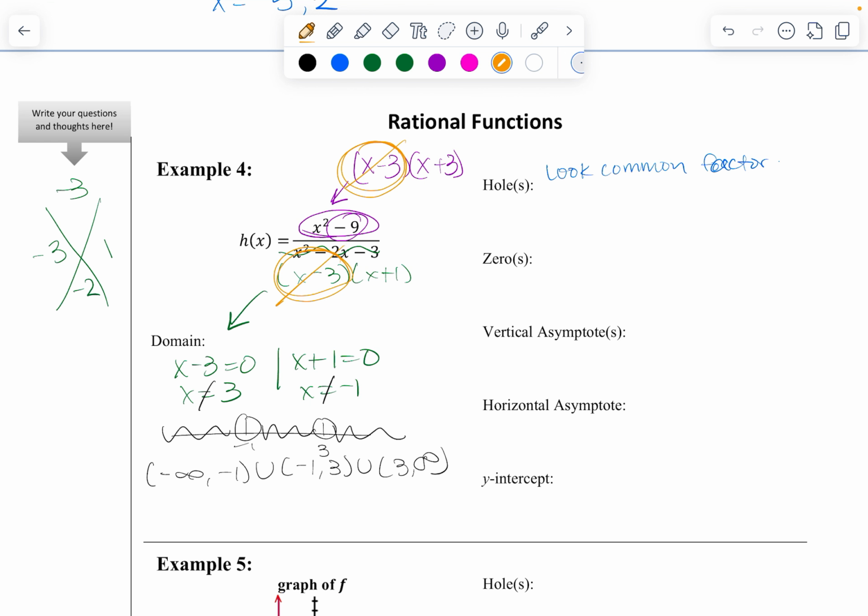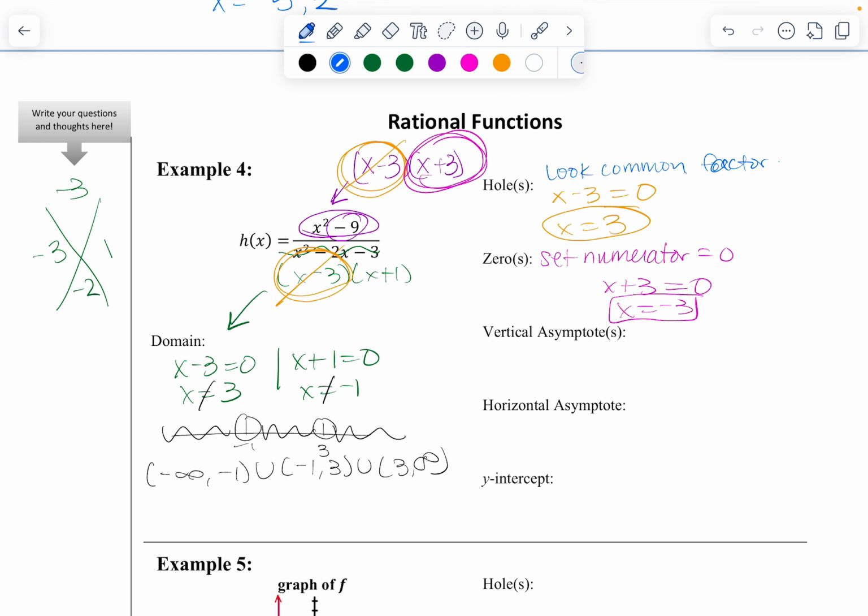These end up canceling out, but they do create a hole. So we say, hey, x minus 3, set it equal to 0. Therefore, we have a hole at x equals 3. To find a zero, hopefully you can fill in the blank, we set the numerator equal to 0. So what's left over is x plus 3, and we get x equals negative 3.